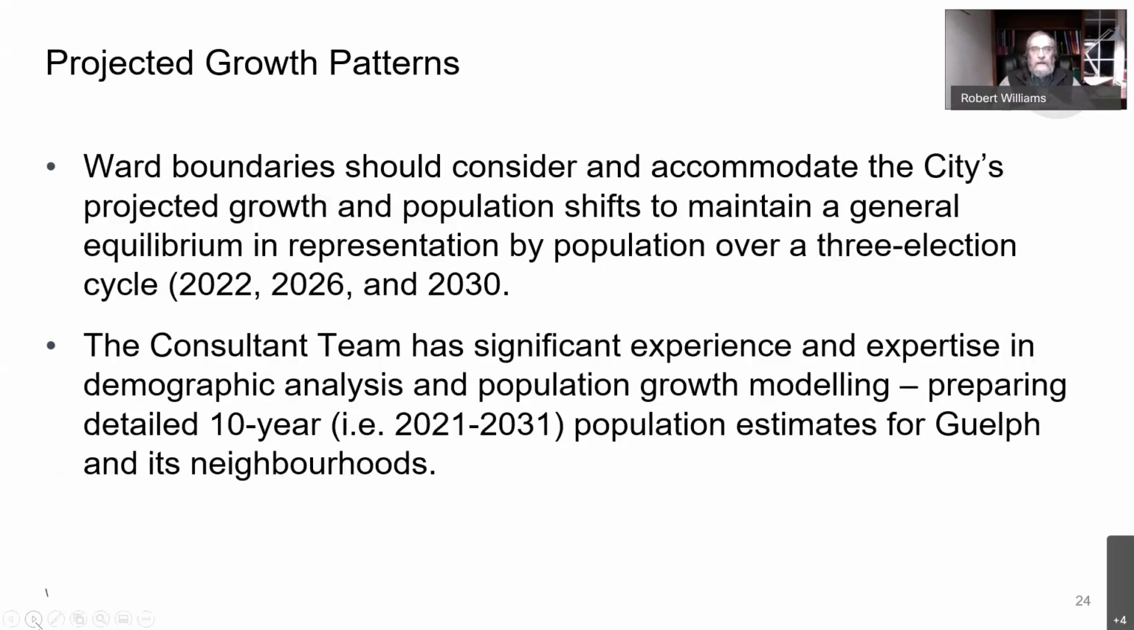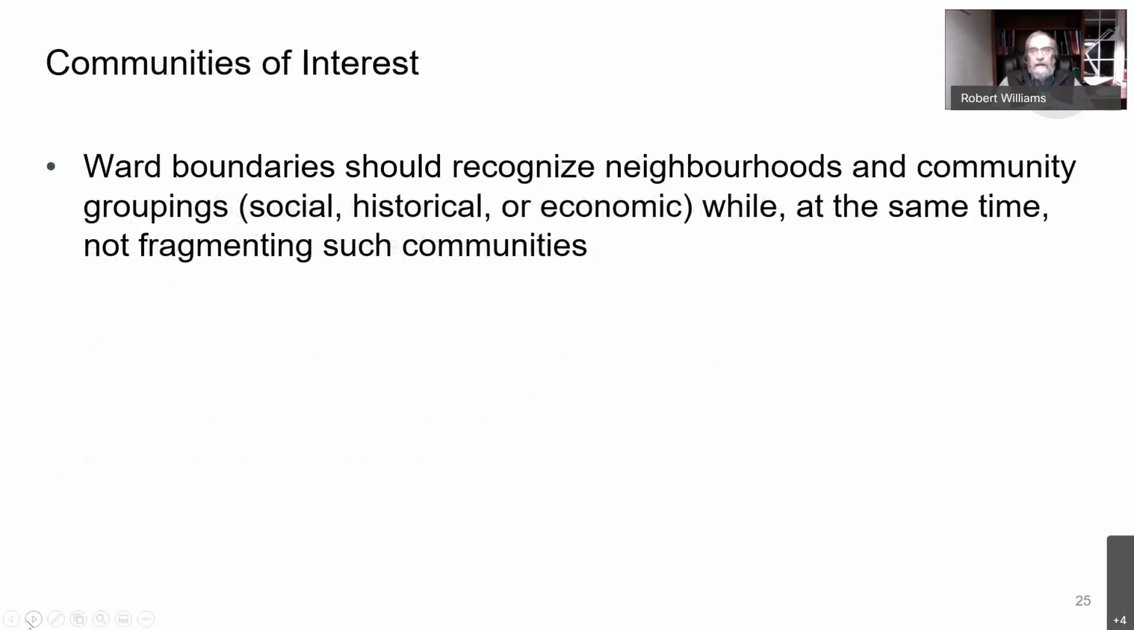The third one is communities of interest, and I alluded to that already. The particular statement we're working from is that ward boundaries should recognize neighborhoods and community groupings, whether they be social, historic, economic, whatever you want to call it, historical groupings that are already here or may come on stream, if you will, over the next 10 years. We recognize those groupings, but we also do not fragment them. We don't draw lines for ward boundaries that divide an identifiable community grouping.